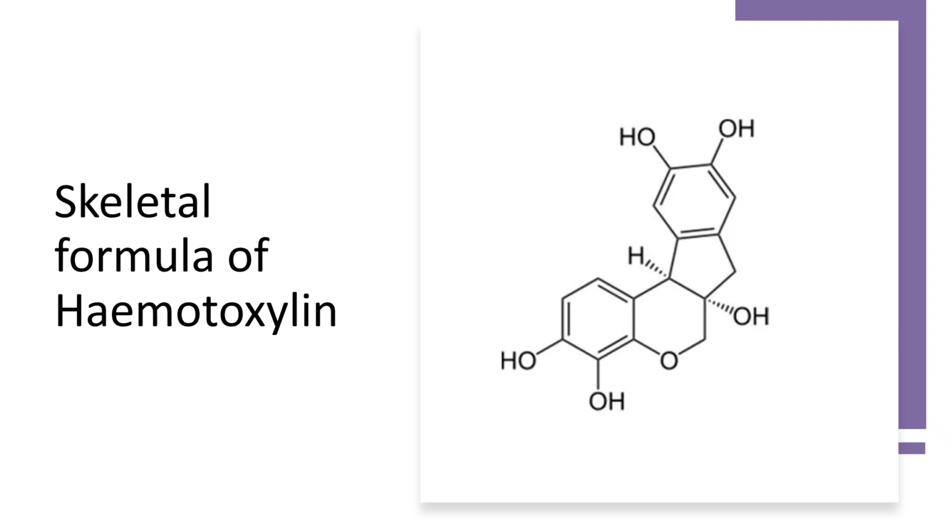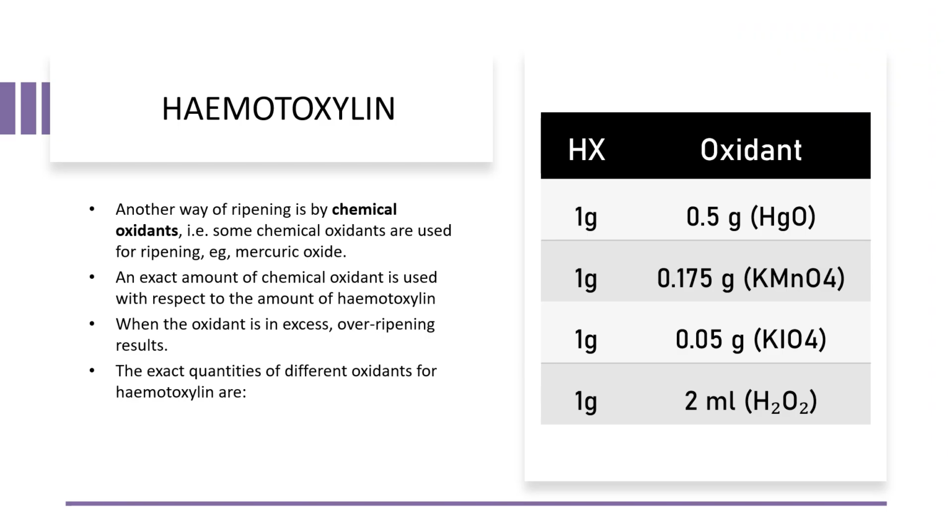This picture represents the skeletal formula of hematoxylin. You can see we have a clear-cut benzene attached with a chromophore and auxochrome. In the chemical way of oxidation, we use different types of chemicals, and those chemicals which are used for the ripening of the hematoxylin are known as oxidants. There are different types of oxidants like mercuric oxide, potassium permanganate, potassium iodate, and hydrogen peroxide. This table represents various types of oxidants and the amount used for the ripening of 1 gram of hematoxylin.